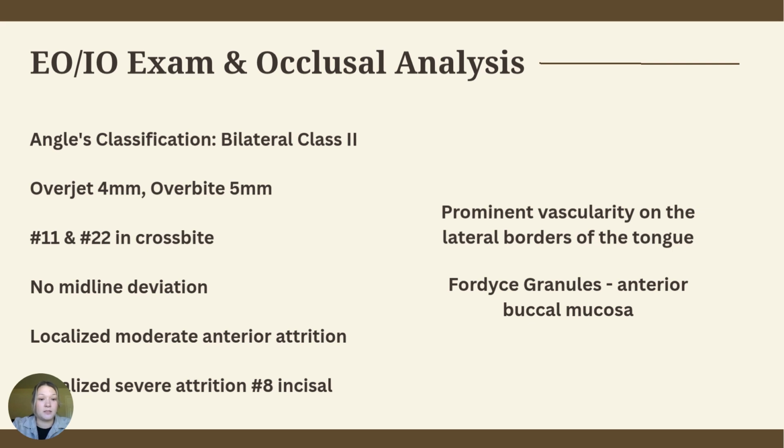For his EO-IO exam, he had an Angle's classification of a bilateral class 1, a 4 millimeter overjet, and a 5 millimeter overbite. 11 and 22 were in crossbite. No midline deviation. He had some localized moderate anterior attrition and some severe attrition on the incisal edge of number 8. He had some normal head and neck findings, some prominent vascularity on the lateral borders of the tongue, and Fordyce granules on the anterior buccal mucosa.